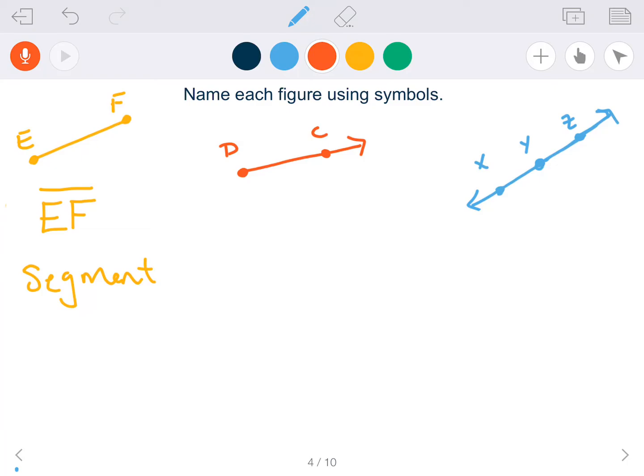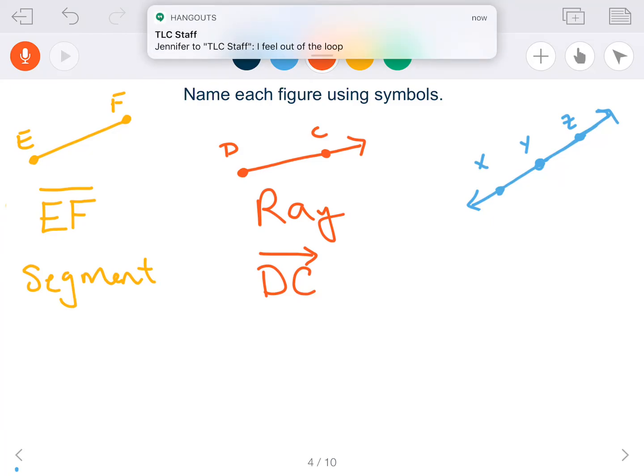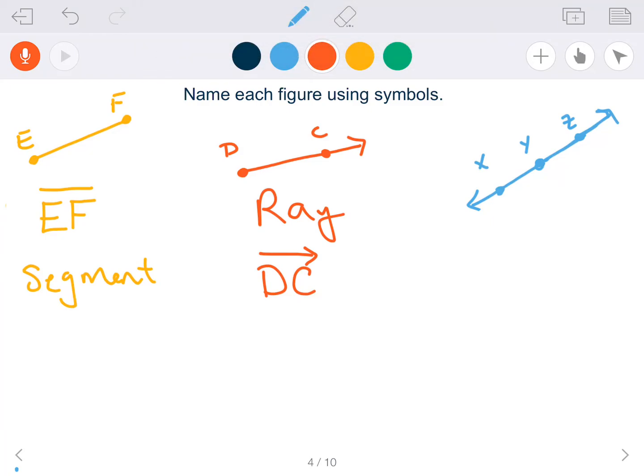Second diagram, we have an endpoint D, and the half of the line extends through C. This is what we call a ray. And to label this would be ray DC. I'd use D first, C second, put a line on top with an arrow going the direction of the point that the ray goes through.